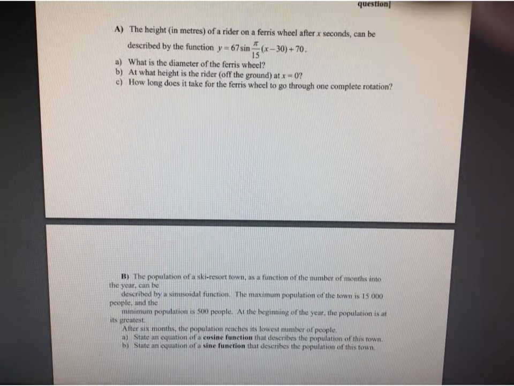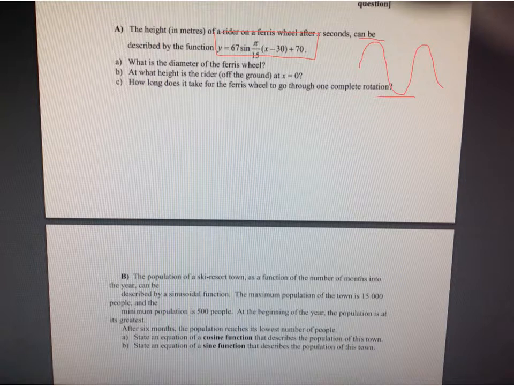If you are attempting the first one, then in the first one they're giving you this equation, and they're asking you to be able to read certain information from the equation or to be able to work it out. For instance, part A asks you for the diameter of the Ferris wheel. If this is a sinusoidal function, it'll look like this when you graph it. And so the diameter will be the amplitude between the highest and the lowest point on this function.